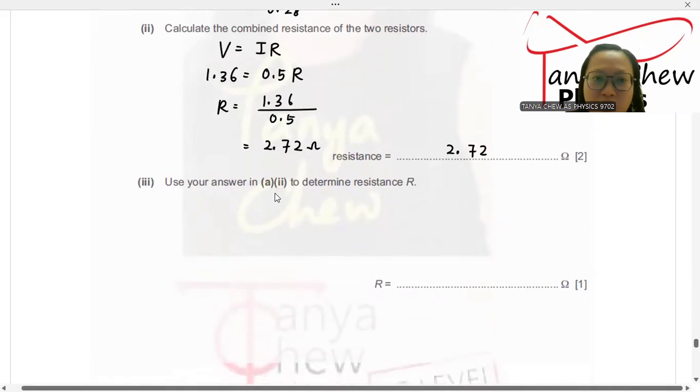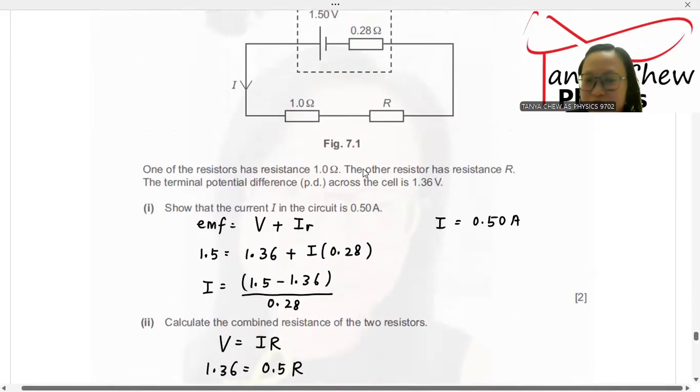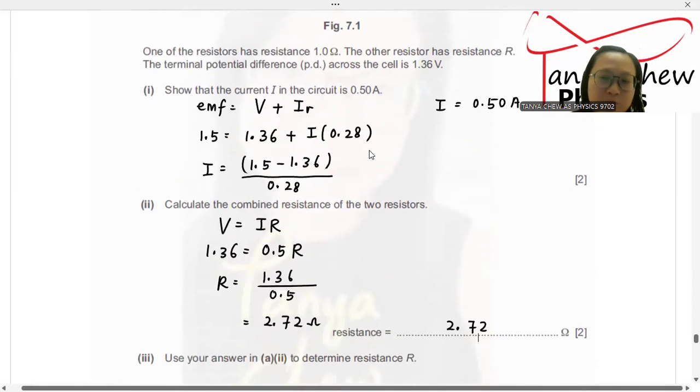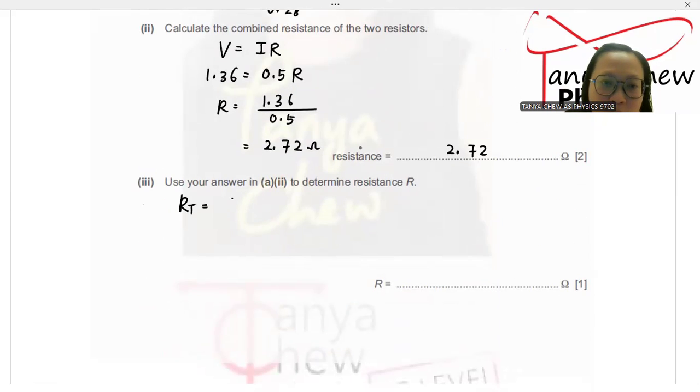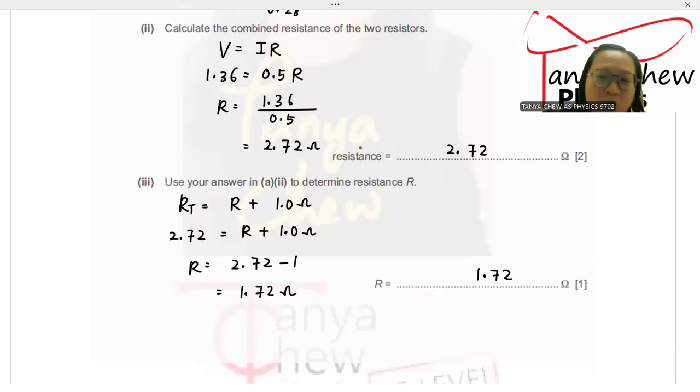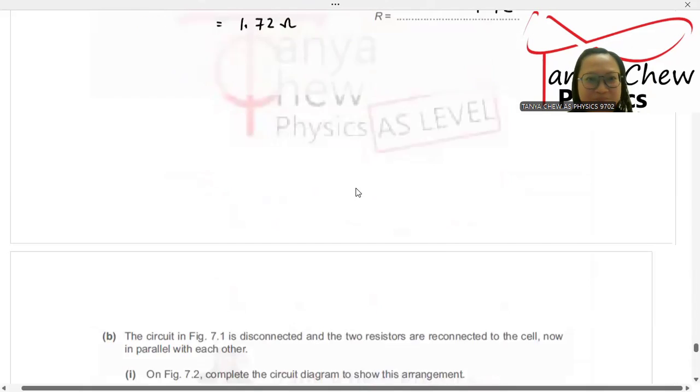And the third one, use your answer in part 2 to determine the resistance of R. Could you see that R and 1 ohm are connected in series? So total resistance is equal to R plus 1 ohm. Total resistance is 2.72, equal to R plus 1 ohm. R is equal to 2.72 minus 1, which is equal to 1.72 ohm. 1.72 ohm is the answer.